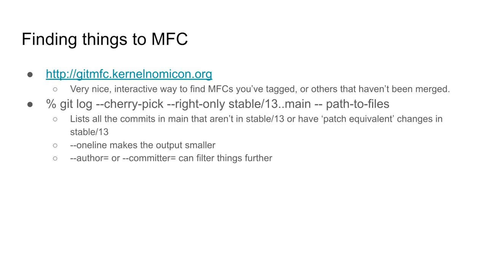This rather long git log command will show you the files that have changes that are in main that are not in stable 11 in whatever path that you want. You can also use --oneline to make the output smaller if you think there's going to be a lot of them. And you can use --author or --committer to narrow the selection even further. Both of these are good ways to find commits.